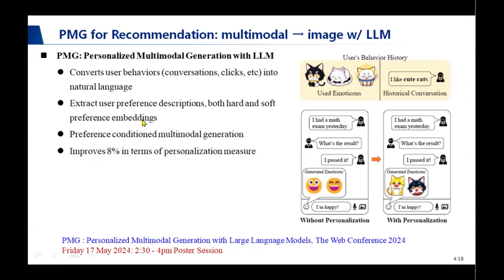After we understand and learn the preference of the user, we'll use the preference to condition the multimodal generation. That is, we will use, for example, QCAS to control the Stable Diffusion generation, and then we get our desired result. We have done experiments on quite a few data sets, and we find that it has improved by 8% in terms of the personalization measure. This is a work we have published in this conference, and I would encourage you to take a look at it at the Friday afternoon session.